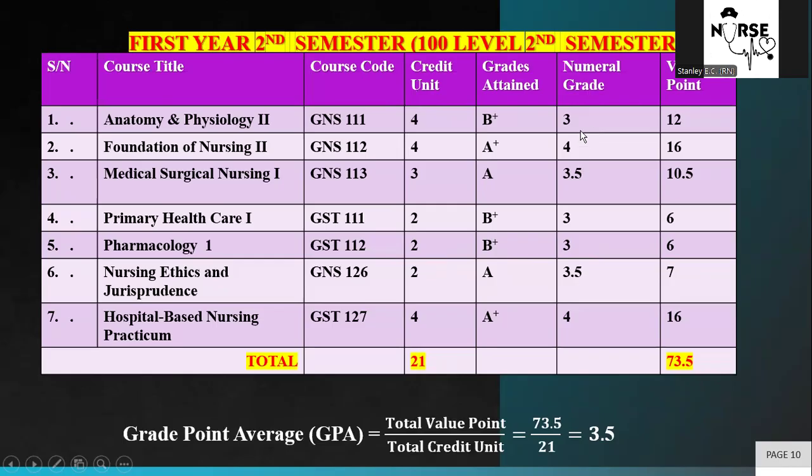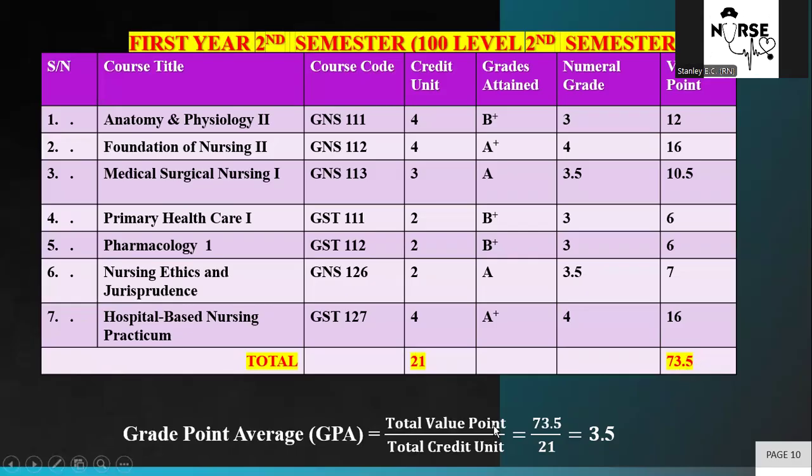Now, the numeral grades allotted, you can find them in your curriculum. You can find this numeral grade in your curriculum. You can find your credit units in your curriculum, while your grades depend on what you score at the end of your examination for the semester. When you multiply your credit unit with the numeral grade, you will get the value point. We have discussed this extensively before, so we do it again. We will add up all the credit units. It will give us 21. Then we will also add up all the value points, which gives us 73.5.